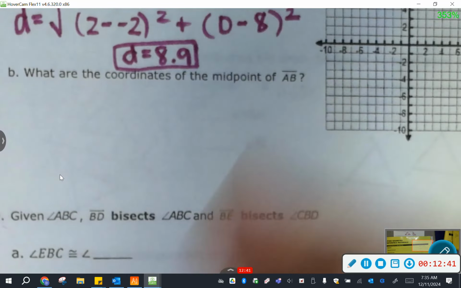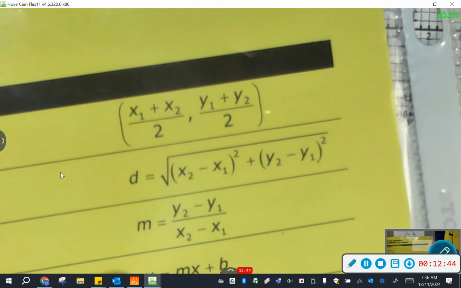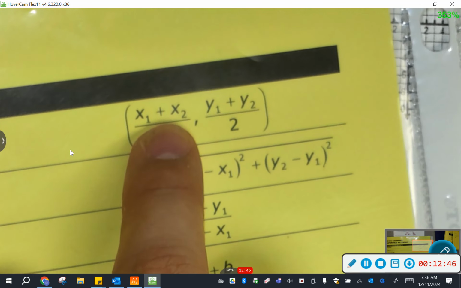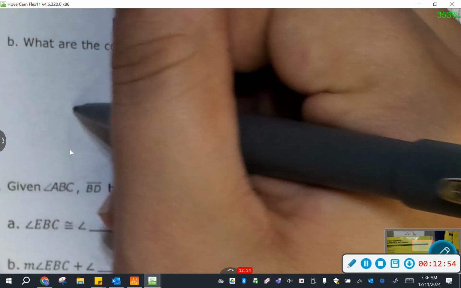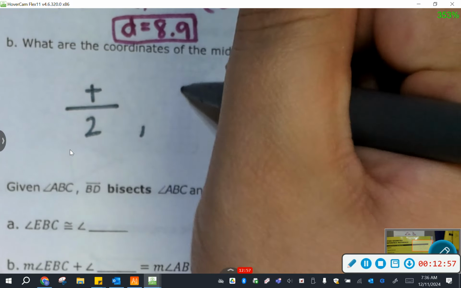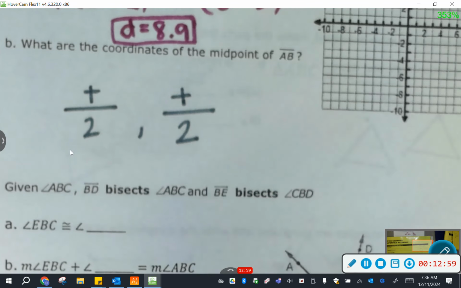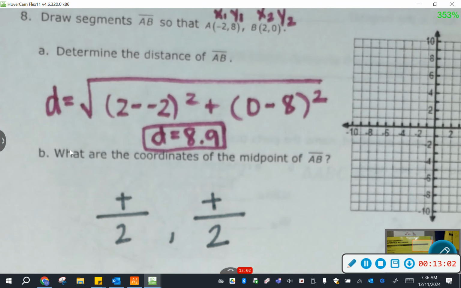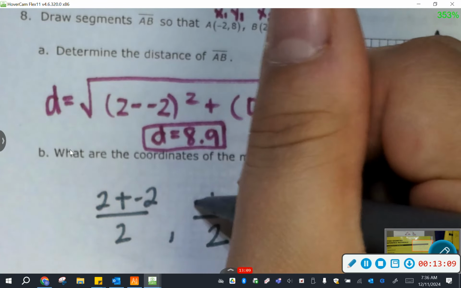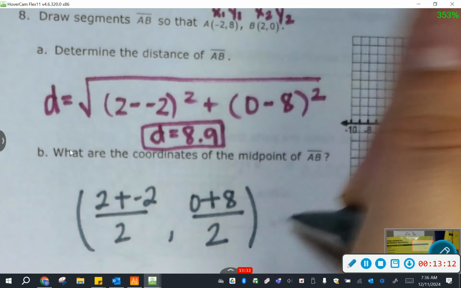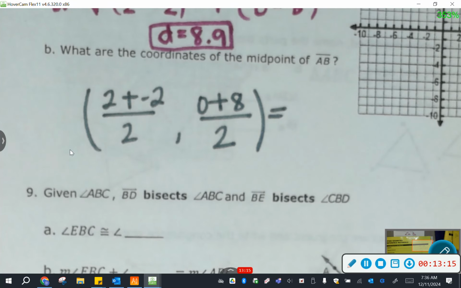Midpoint formula you have right here. What do I have to do to these x's this time? Divide by 2. Before that though, what do I got to do? Add them, divide by 2. You're going to add your x's, divide by 2. Add y's, divide by 2. Remind me, what are my 2 and my 0. Put that in the calculator exactly like that.